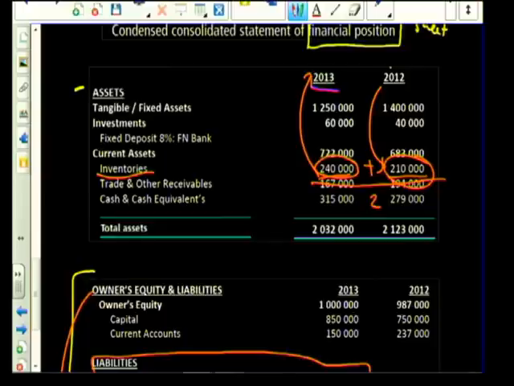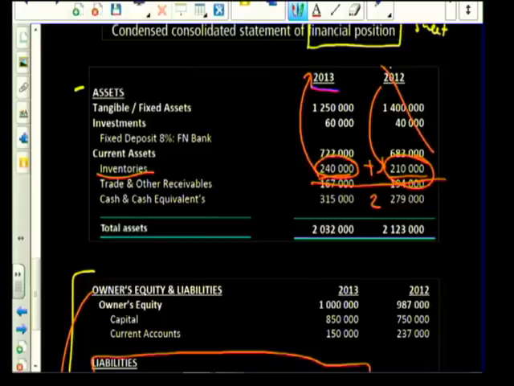But I just want to tell you that if you get a question which doesn't have, let's say the question didn't have the 2012 figures at all, and it just gave us the 2013 figures, then it is possible just to take the 240,000 and then just put that at the top of the ratio that you're calculating. But if you've got both years, the question will expect you to calculate the average inventory.